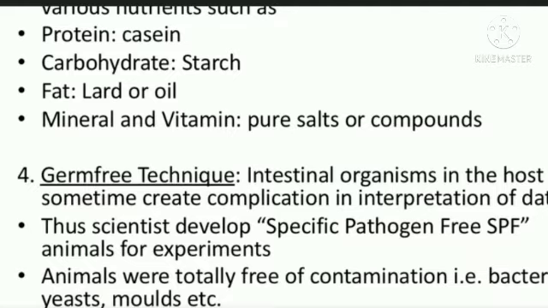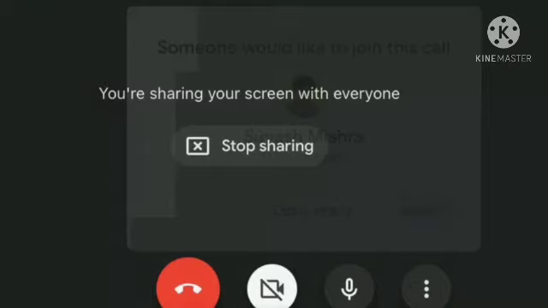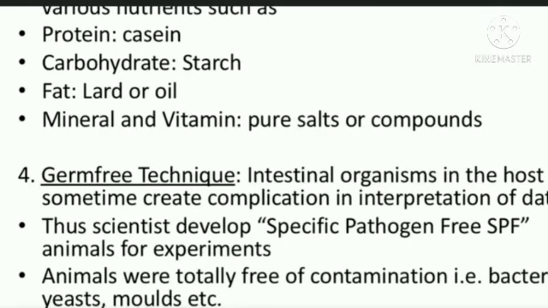So if we want to go with such type of experiments, we have to conduct the experiment on laboratory animals. So the animals are totally free of contamination, that is bacteria, yeast and molds, etc. They are free from all the GI tract microorganisms, so none of the bacteria or the mold can interfere with the absorption or the wastage of the nutrients.